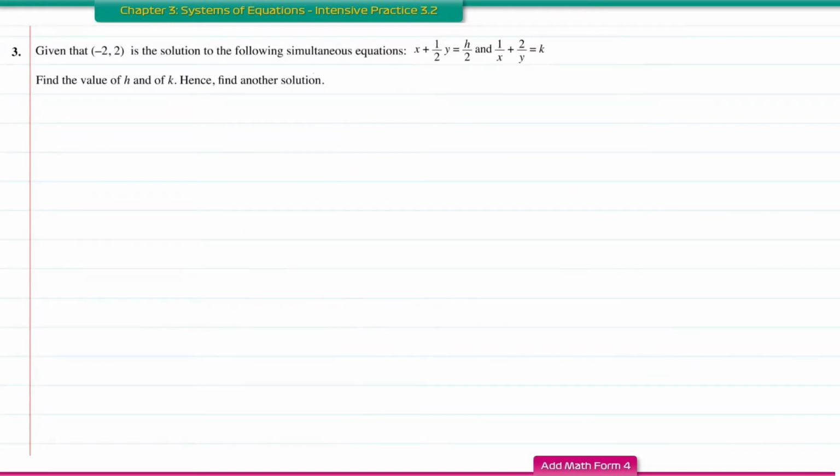Question number 3. Given that the coordinate negative 2, 2 is the solution to the following simultaneous equations, find the value of h and of k. Hence, find another solution. So these coordinates are actually the intersection point between these two equations when you plot these two equations into a graph in the Cartesian plane.